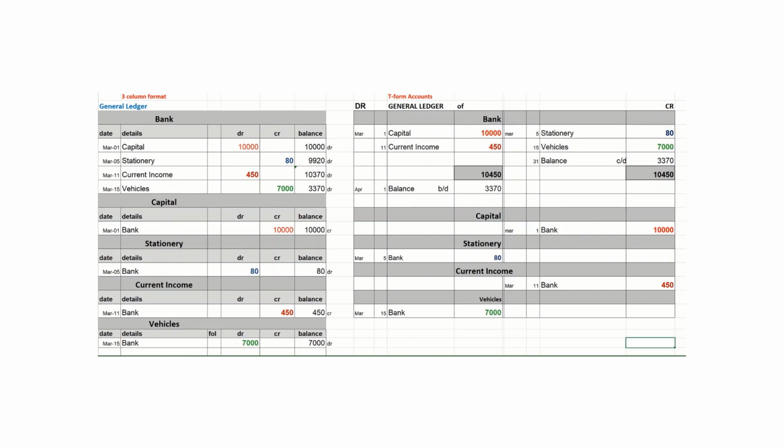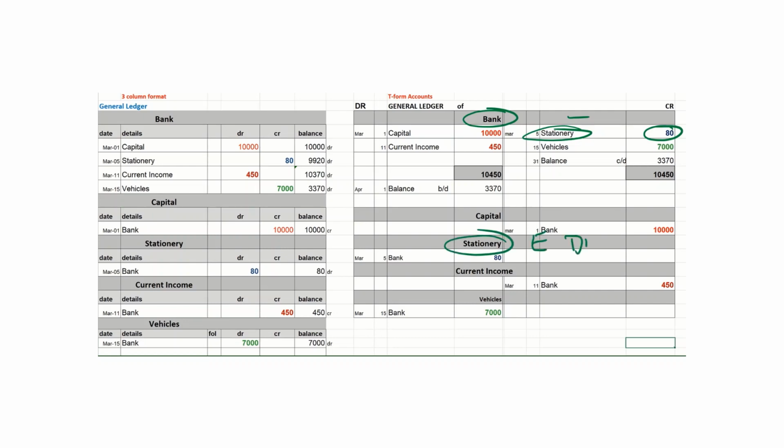Now, I will leave the rest of the exercise for you to look at, but that is a short video on what is the difference between a general ledger in 3 columns and a general ledger in T form. Maybe I should do one more just to see here. For example, we said bank decreased by $80 because we paid for stationery. I created a stationery account. You at this stage should know it's an expense.